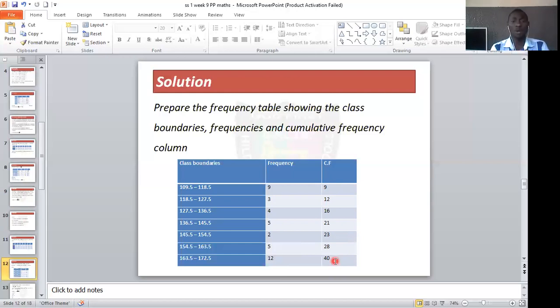Now we have prepared our frequency table for the collection of data for the question given. This is our cumulative frequency, the frequency which must be there, and the class boundary which must be in the table.